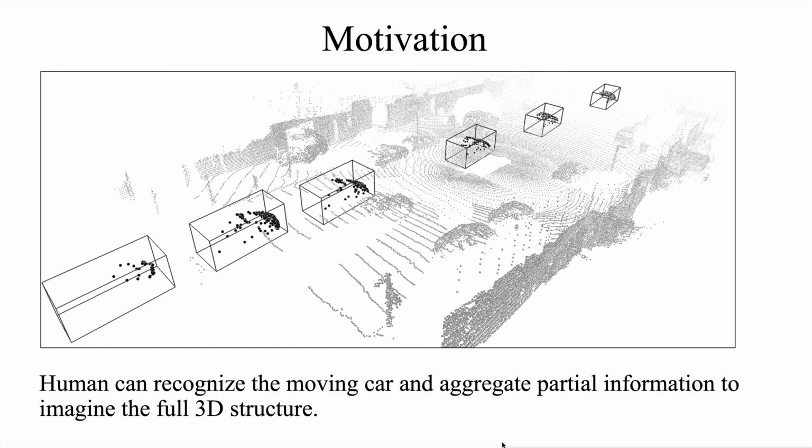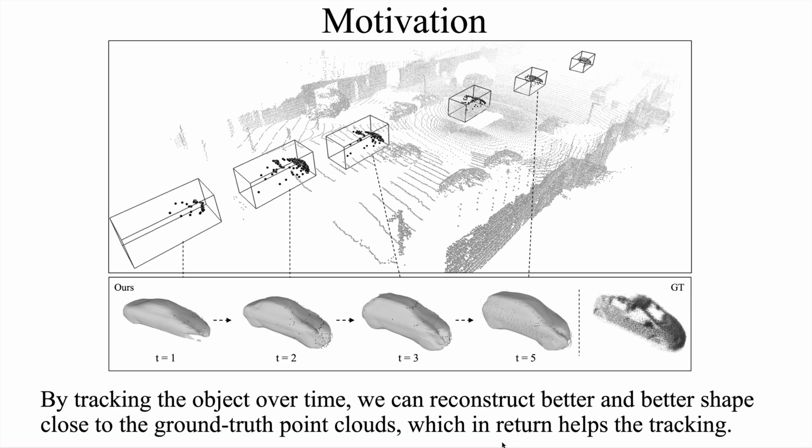Next is our motivation. As we can see in the figure, humans can recognize the moving car and aggregate partial information to imagine the full 3D structure of the car. As a result, by tracking the object over time, we humans can extract better and better shape, which is close to the ground truth point clouds, which in turn helps the tracking.